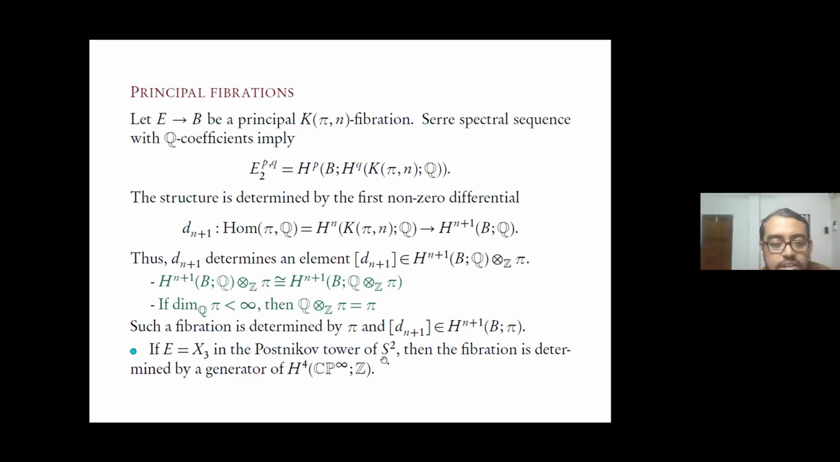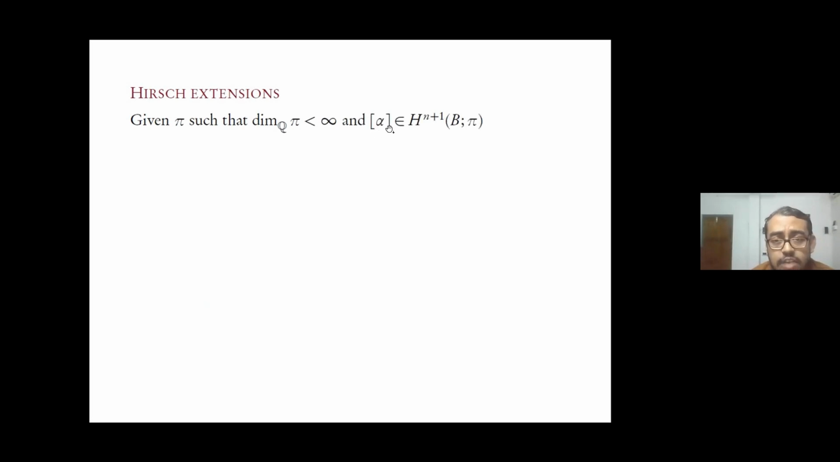Any other questions or comments? Okay, so I want to talk about the algebra side of things. On the algebra side, you have what are called Hirsch extensions. In most of the modern books, they call it a relative Sullivan algebra. This is the notation that Morgan and Griffiths use, but nonetheless, I'll explain what it is. Again, you assume that pi is a finite dimensional rational vector space, and you are given an element alpha, which is closed. So we are given an element in the n plus 1th cohomology of B with coefficients in pi.